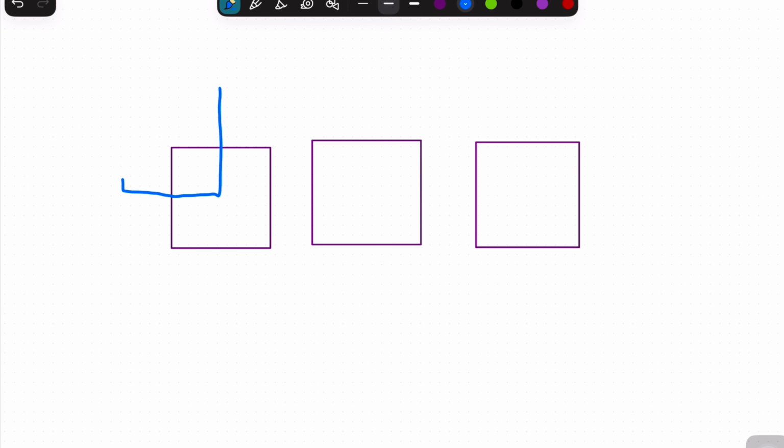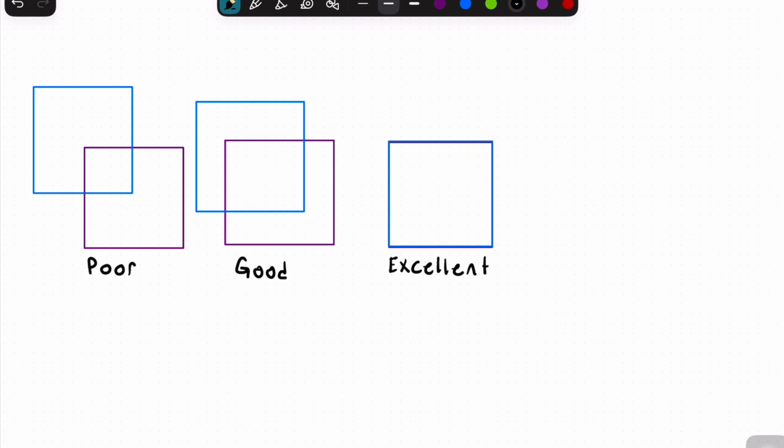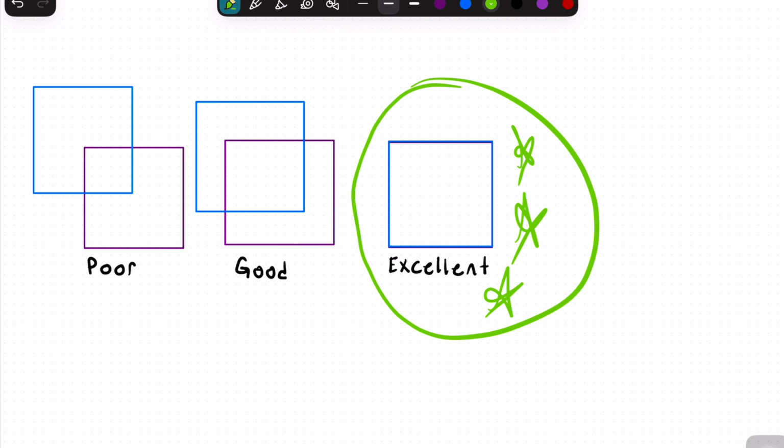So let's take another look at this visually. So again, the purple is the ground truth and the blue is the model. So all the way on the left, as you can see, there is the least amount of overlap. So that would be poor. And then in the middle, we get a little bit better. So we have a score of good. All the way on the right, that is what we should strive for. That is excellent. That would be closer to 1 on our IoU score.